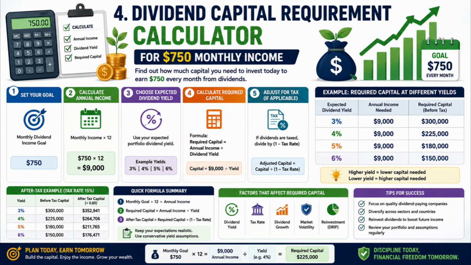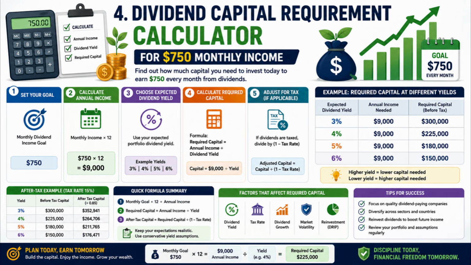At a 5% dividend yield, $9,000 divided by 0.05 equals $180,000. Therefore, a higher dividend yield reduces the amount of capital required. Furthermore, at a 6% dividend yield, $9,000 divided by 0.06 equals $150,000. However, investors should remember that a higher yield may sometimes be associated with higher risk or a less sustainable dividend.